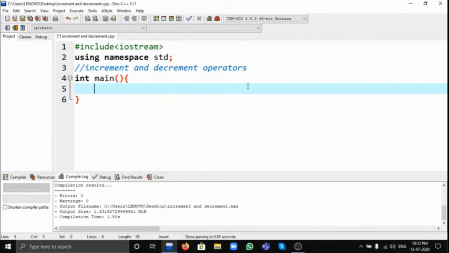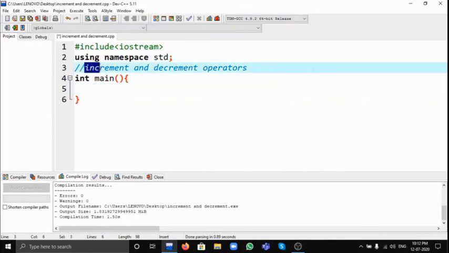In this video, we will learn about two other kinds of operations. These are the increment operator and the decrement operator.